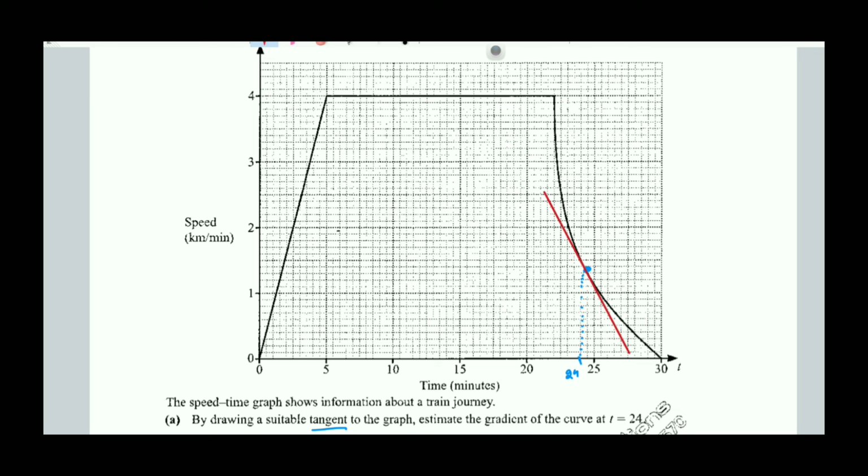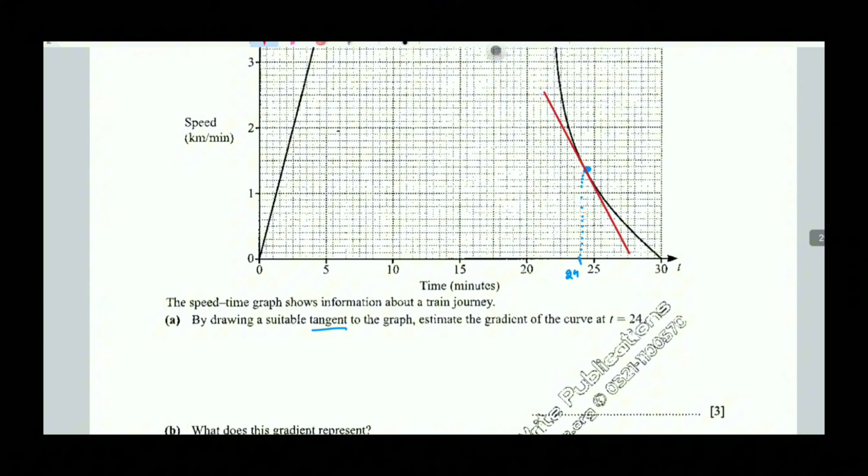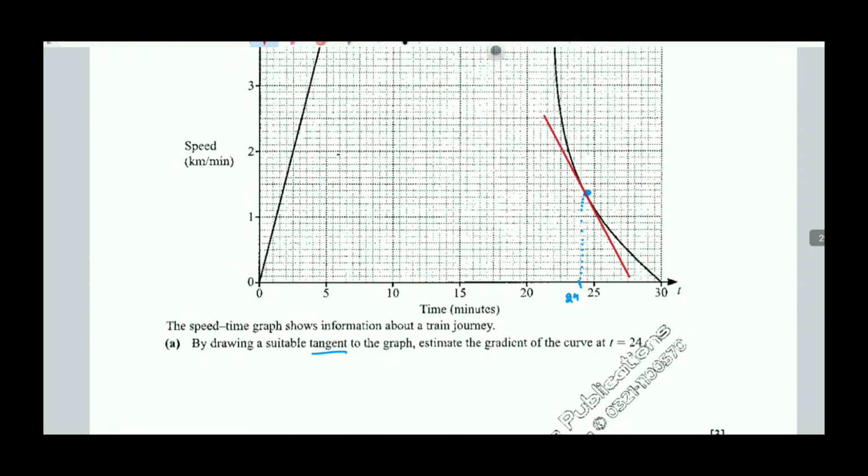Okay, at t is equal to 24. Now by drawing a suitable tangent to the graph, this is the way how you will draw a tangent at t is equal to 24. Estimate the gradient of the curve. Gradient of the curve, now you will take any 2 points.